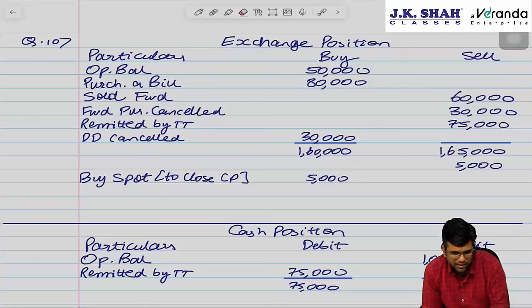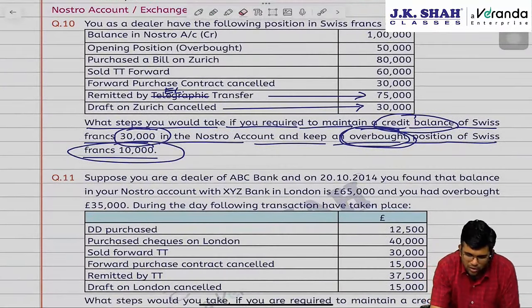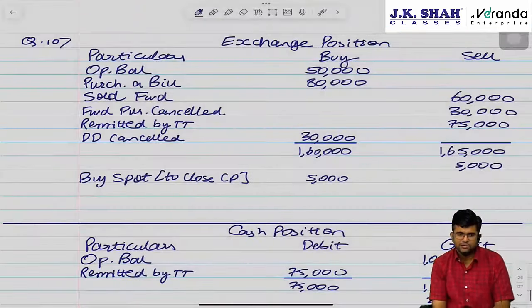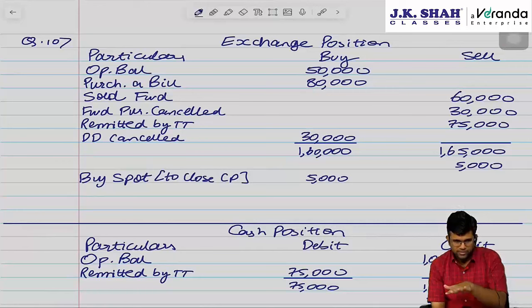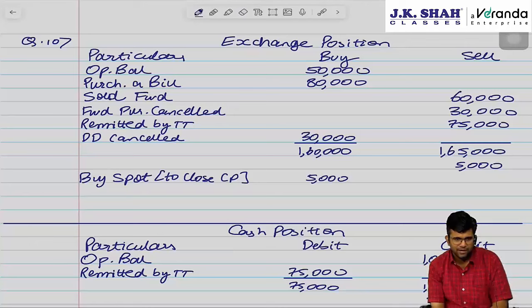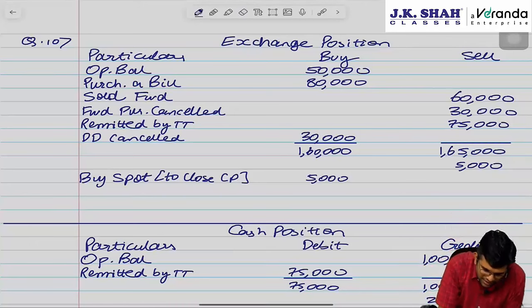Now use your brain and tell me, but you want how much to be the closing in the exchange position? In the exchange position, you want the closing to be overbought 10,000. Everyone clear? Overbought 10,000. So what to do for that? Come on, tell me right now, what is the situation? Right now, do you realize it is zero? So from zero to go to overbought 10,000, you will have to buy 10,000. You will buy spot or you will buy forward? Forward. Why? What is the problem in buying spot? Then the cash position will also get affected. Everybody clear? I don't want to affect the cash position. So I'll write here buy forward.